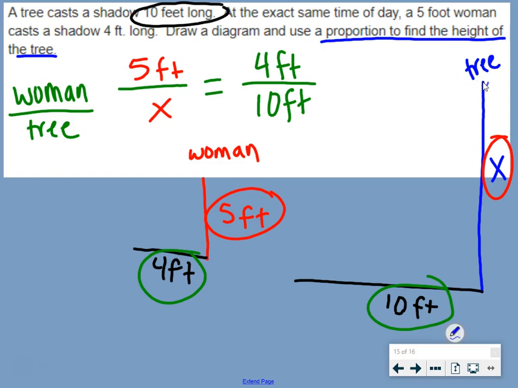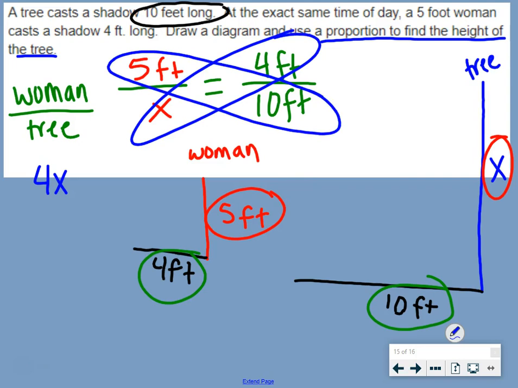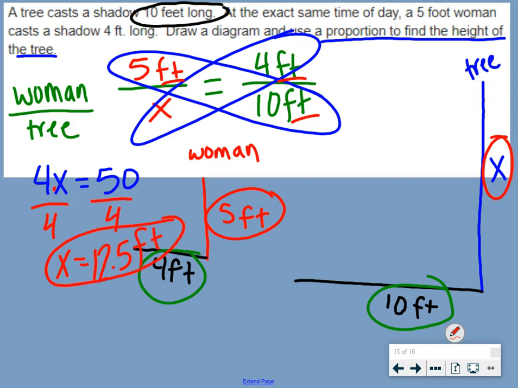Solve the proportion by cross multiplying. We multiply one diagonal, we get 4 times x is 4x. Multiply the other diagonal, we get 5 times 10 is 50. Divide both sides by 4 to get x by itself. When we do 50 divided by 4, we get 12.5. Now remember, it needs to be a dimension. All of them were feet, so we need 12.5 feet. We need to add the units on there, have feet on there.